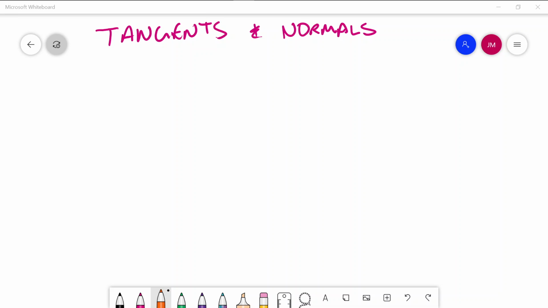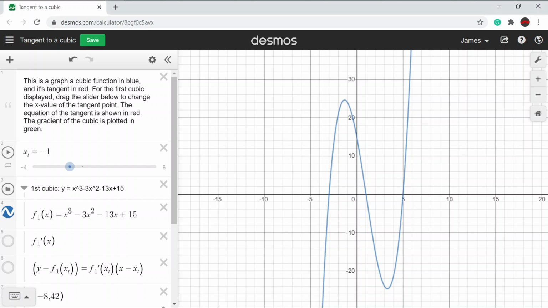Welcome back. This lesson we're looking at tangents and normals. So to start off, let's look at the graph of a cubic function. So this cubic function here, you can see the blue graph. If we've derived it, we're trying to find the gradient of the tangent at any given point. So let's look at the point x equals -1.